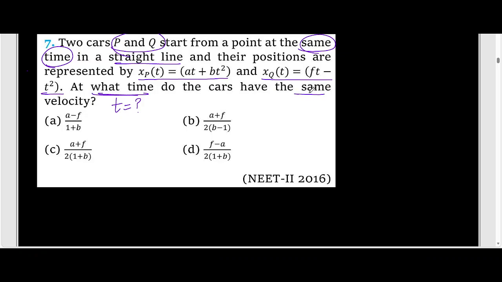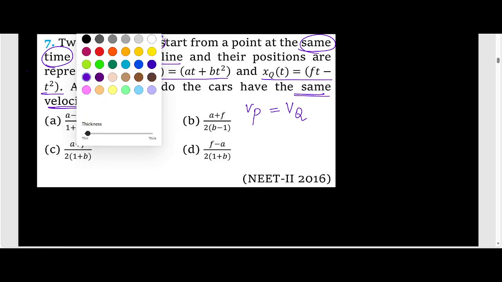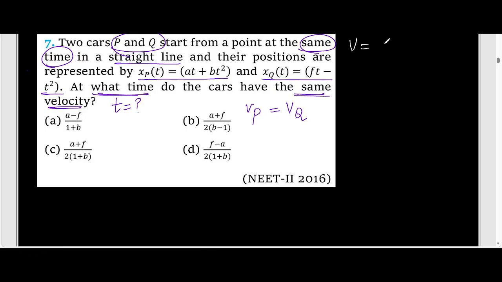Do the cars have same velocity? So both the cars are having same velocity at that point of time. I mean at that moment you have to find the time. So what is the given condition here? Velocity of P car is equal to velocity of Q car. Whatever the car is, how do you find the velocity here? When expressions are given for displacement, it is dx upon dt, right? You have to differentiate x with respect to time. I think everybody knows the differentiation formulas.